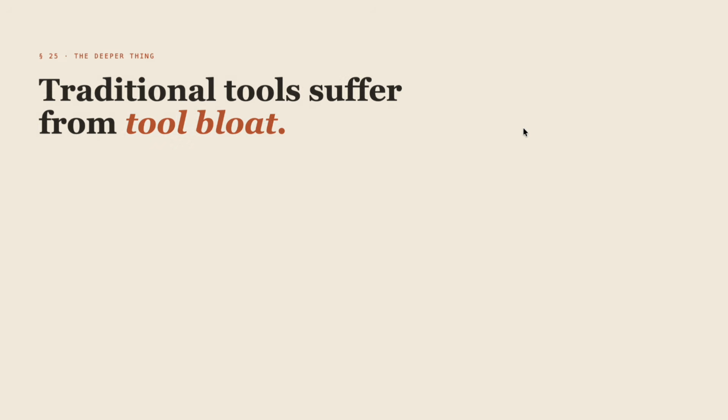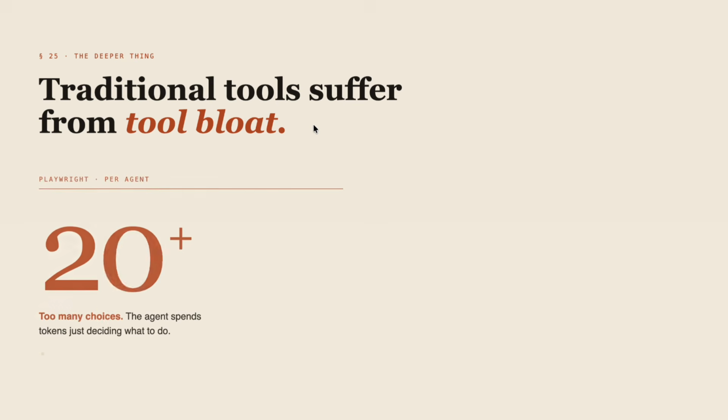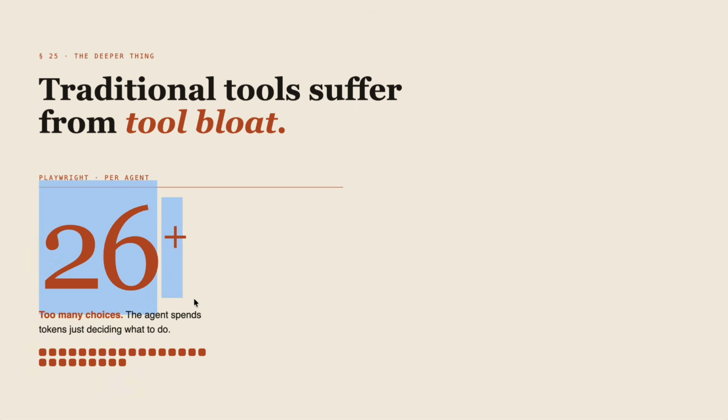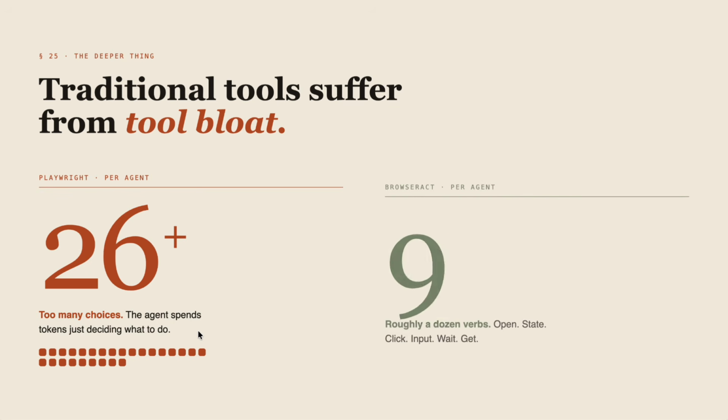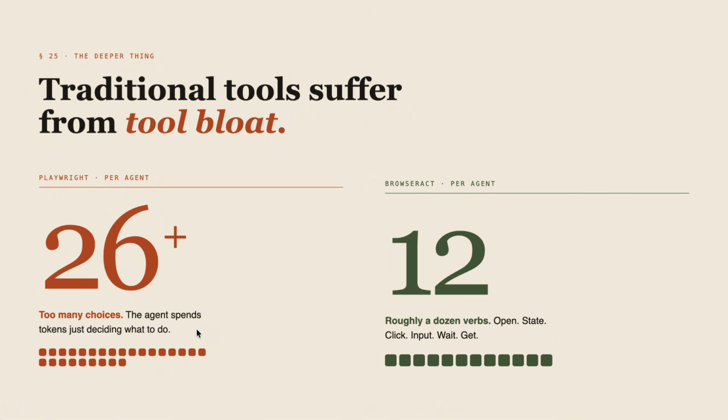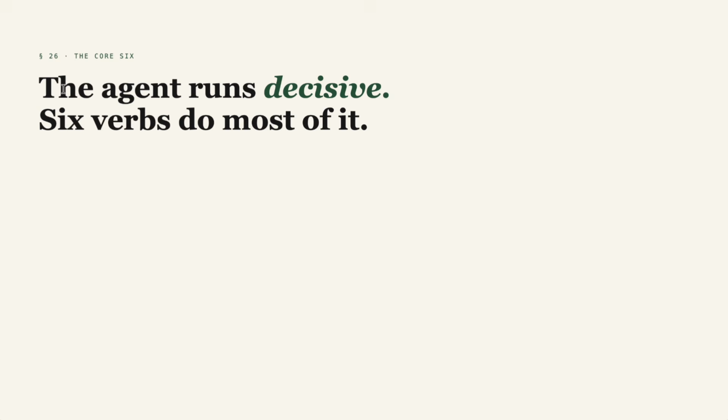The deeper thing I keep coming back to is the architecture. Traditional automation tools like Playwright expose 26+ tools to the agent. That's tool bloat. Too many choices, the agent spends tokens just deciding what to do. BrowserAct boils it down to roughly a dozen verbs: open, state, click, input, wait, get. That's most of it. You can almost feel the difference when the agent runs.